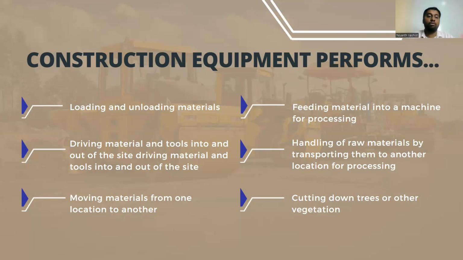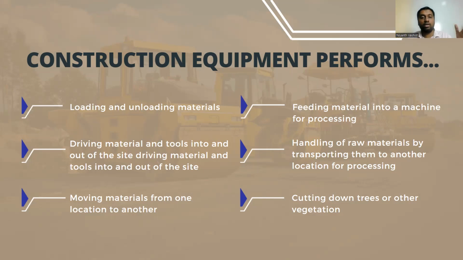The second one will be in terms of driving material and tools into and out of the site. So, which is basically transport of not just materials, but also tools and equipments. Let's say a machine needs to be transported, a concrete mixer needs to be transported, a painting machine needs to be transported, a plastering machine needs to be transported, a UTM or a CTM machine should be transported. So all those machinery transport, material transport into the site and away from the site, all those things will be done through construction equipments.